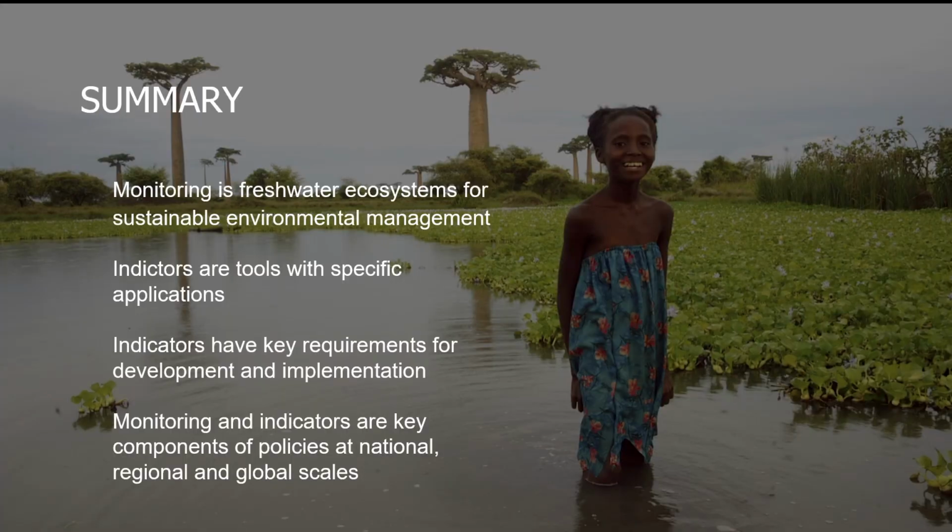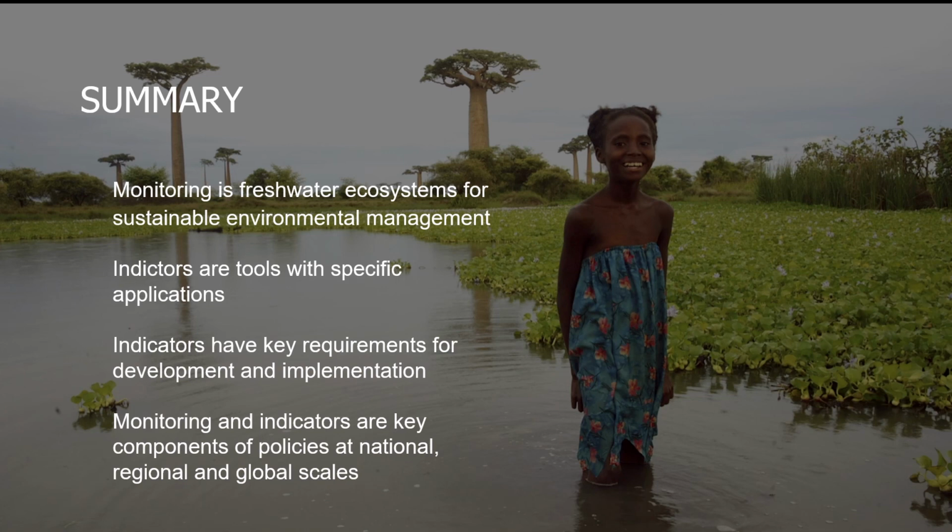So let's summarize this lecture. There are 4 takeaway messages here. The first is that given the threats and changes that freshwater ecosystems face, there is a clear need for these ecosystems to be monitored. Monitoring is an essential component of sustainable management and use.